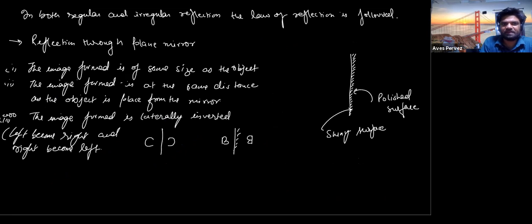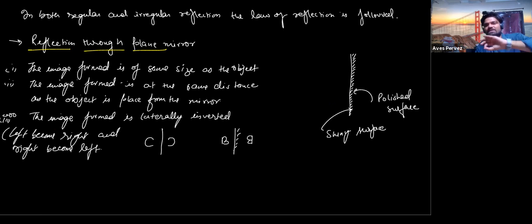Okay, here we have written that in both regular and irregular reflection, both the laws are followed. Now we are moving to the next topic, reflection through a plane mirror. This is in our syllabus and we need to talk about it. So what is a plane mirror?